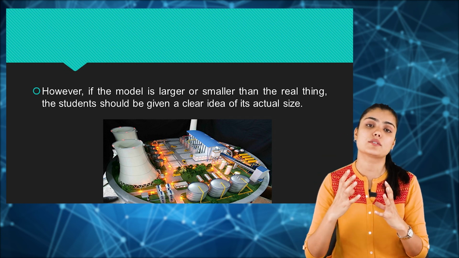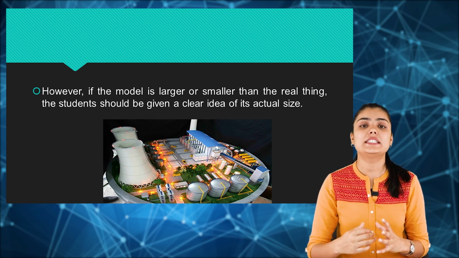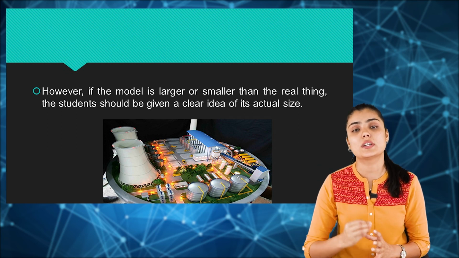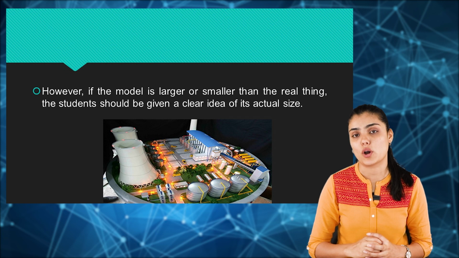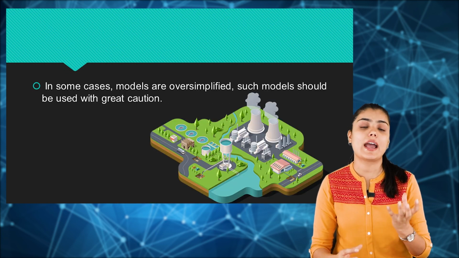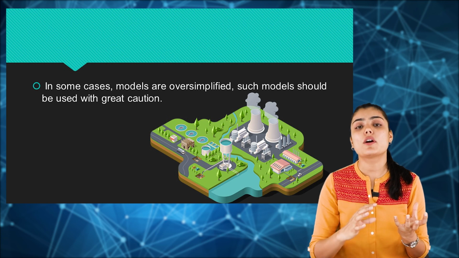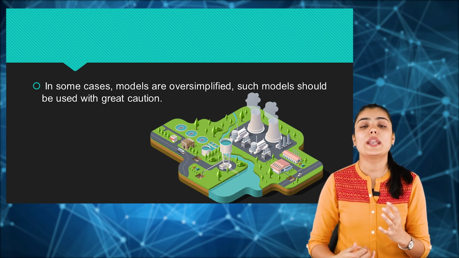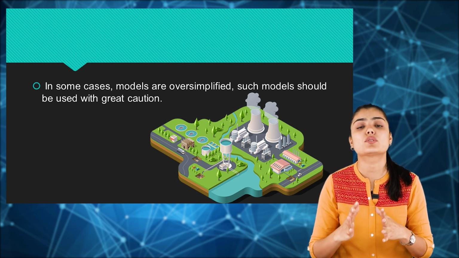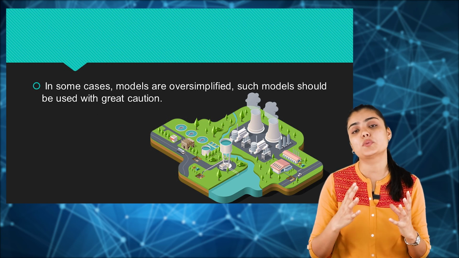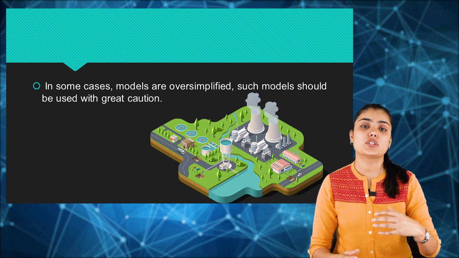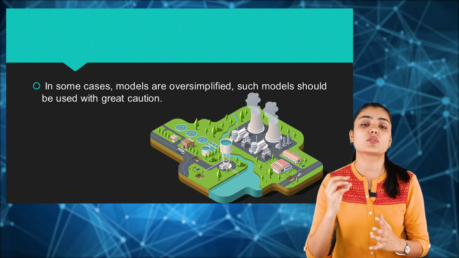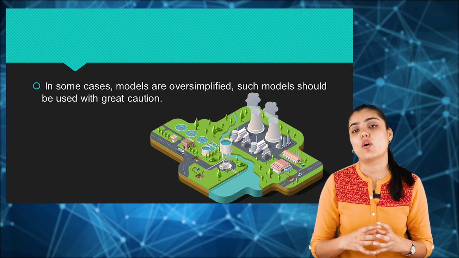Now, if a larger or a smaller than real object model is used, the teacher, while taking the class, must give a clear instruction to the students about the original size of the object. For example, if I am taking a model of the heart that is larger than the real size heart of a human, the students must be told clearly about the actual size of the heart. So whenever a teacher is using a larger or smaller model, the teacher must make sure to tell the students about the actual size of the real object.